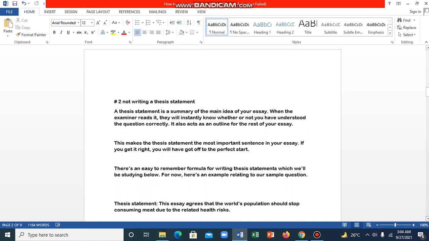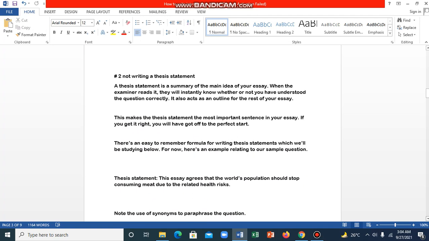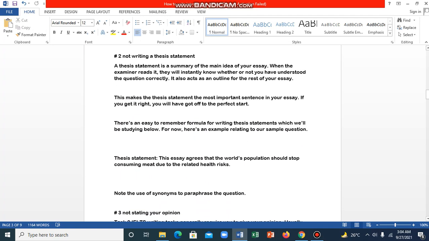Okay, number 2. Not writing a thesis statement. This is the second mistake, right? A thesis statement is a summary of the main idea of your essay. When the examiner reads it, they will instantly know whether or not you have understood the question correctly. It also acts as an outline for the rest of your essay. So this makes the thesis statement the most important sentence in your essay. If you get it right, you will have got off to the perfect start.